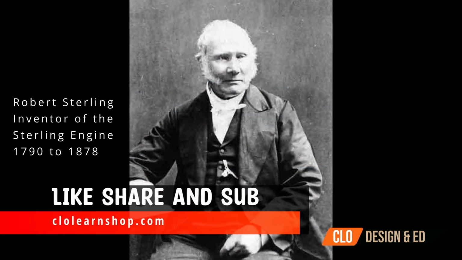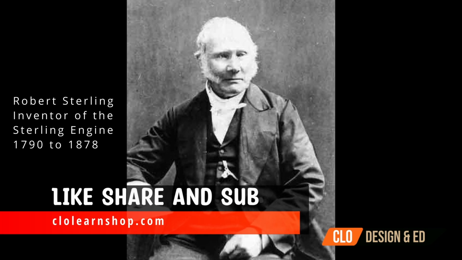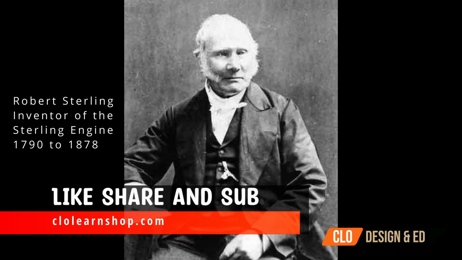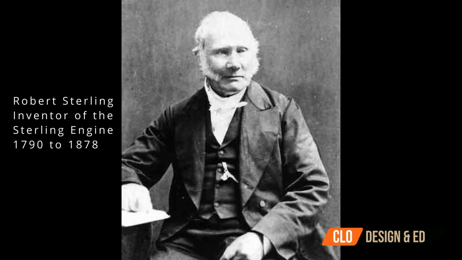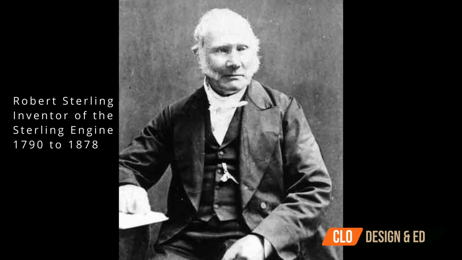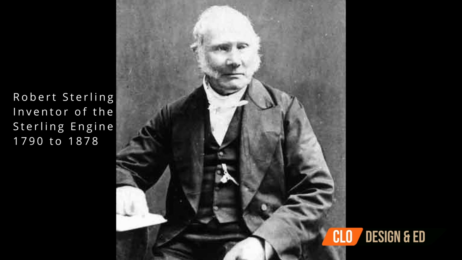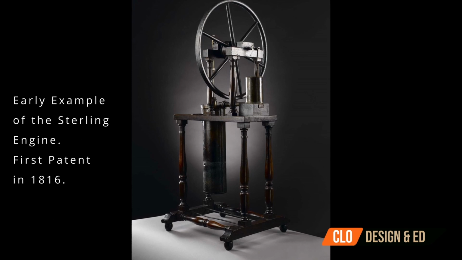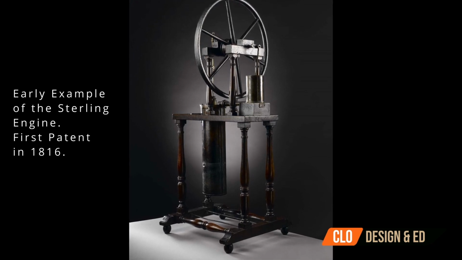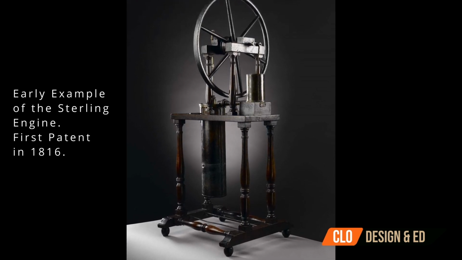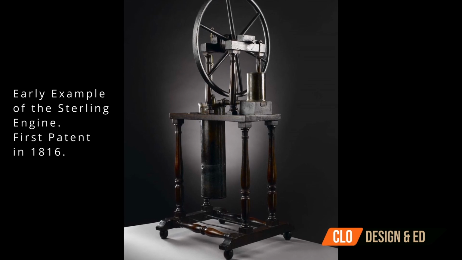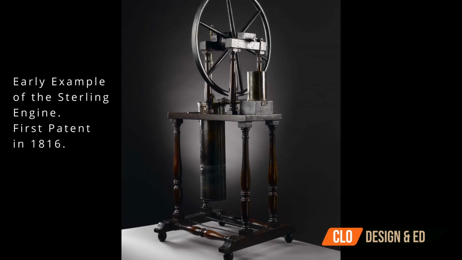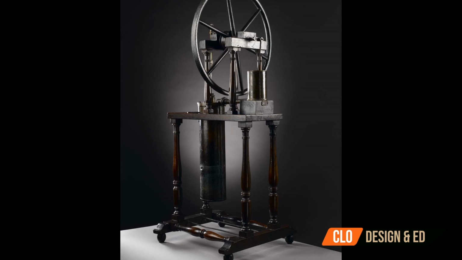So let's go over some of the facts dealing with the Stirling engine. Robert Stirling, born in 1790 in Perthshire, Scotland, died June 6, 1878. He is best known as the inventor of the Stirling engine. He was granted his first patent in 1816 for what became known as the Stirling cycle engine. His company manufactured engines from 1818 to 1922.